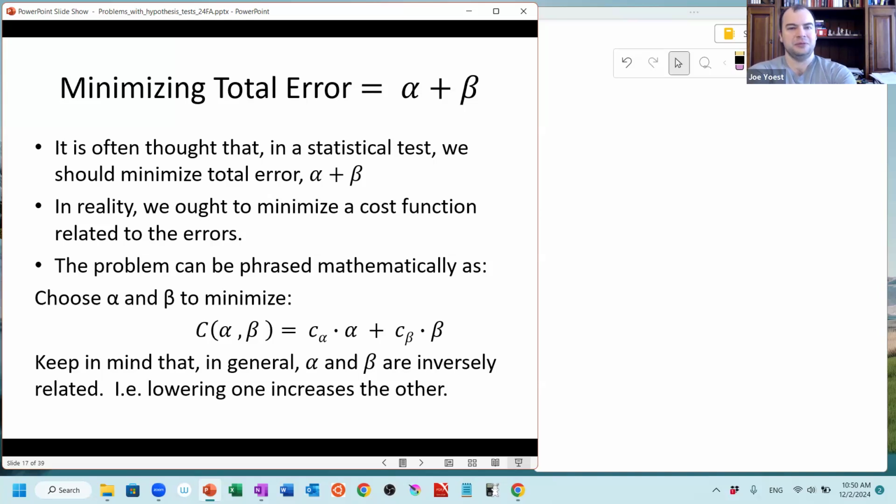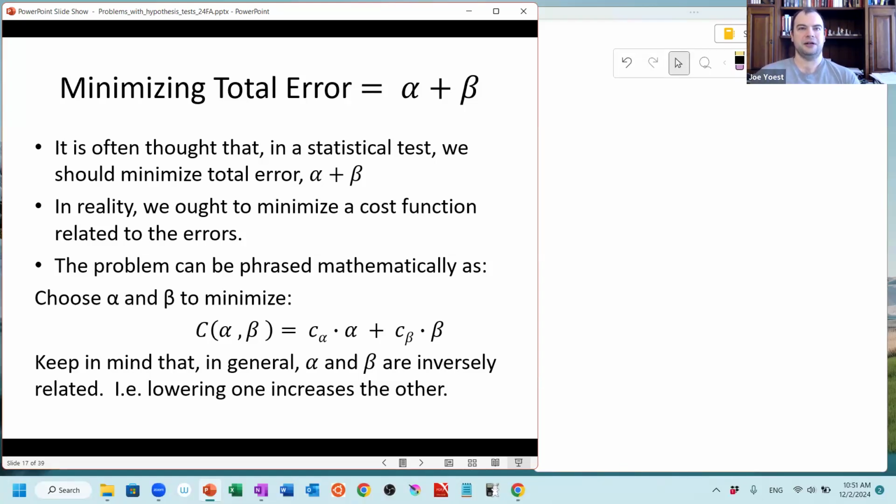This is kind of a side note. We'll kind of gloss over this one, but we know that there's a trade-off between alpha and beta. If I push the type 1 error down and all else is equal, if I don't increase my sample size, type 2 error goes up, and vice versa.